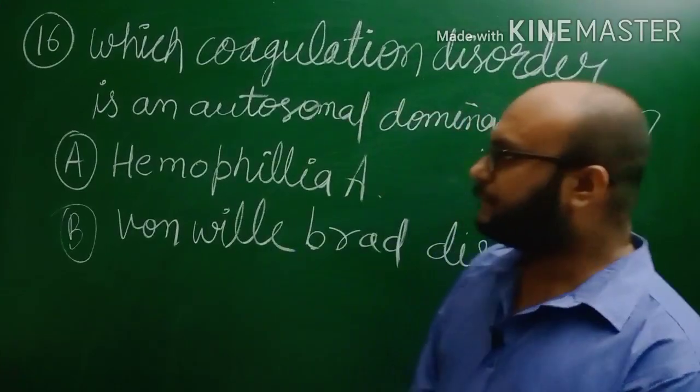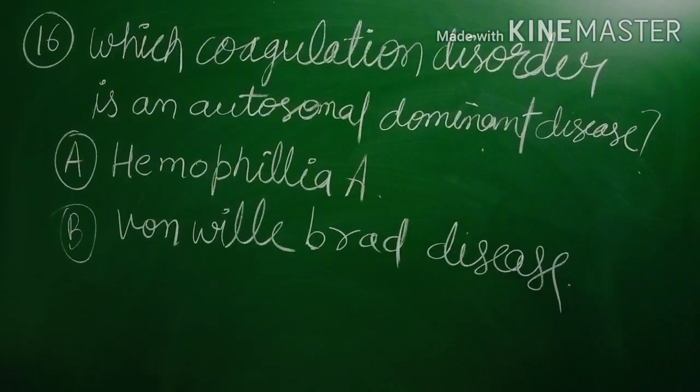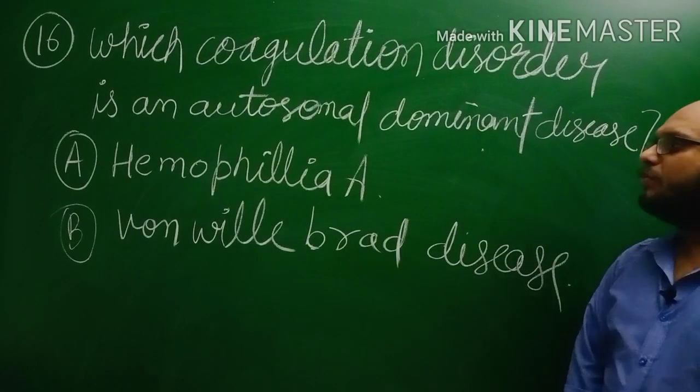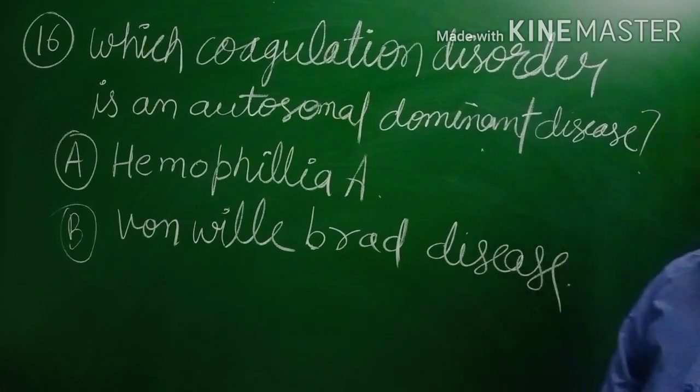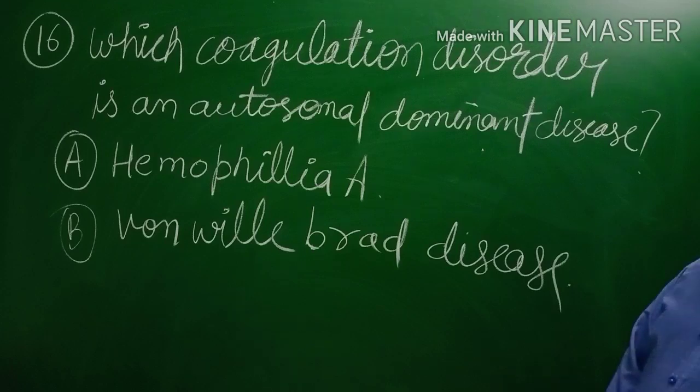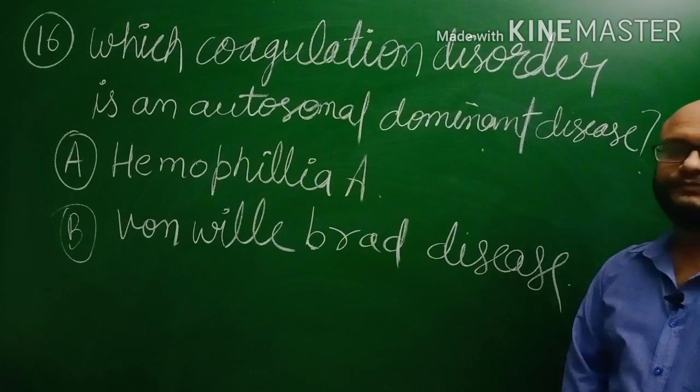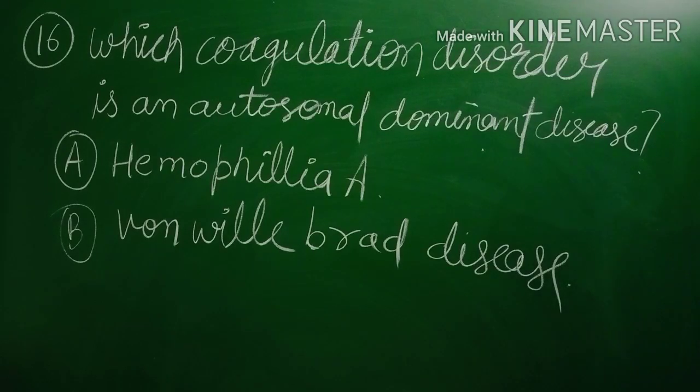Next question. Which coagulation disorder is an autosomal dominant disease? Option A. Hemophilia A. Option B. Von Willebrand disease. The right answer is option B. Von Willebrand disease is a coagulation disorder. It is also an autosomal dominant disease.